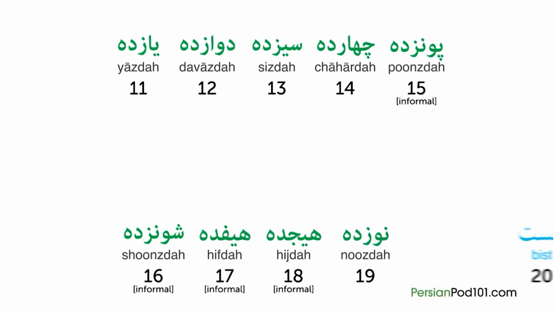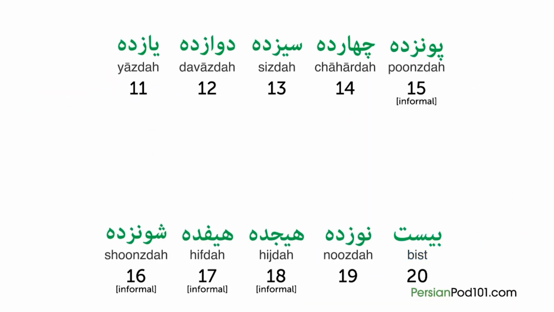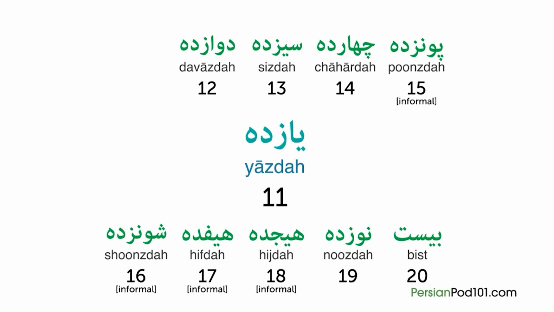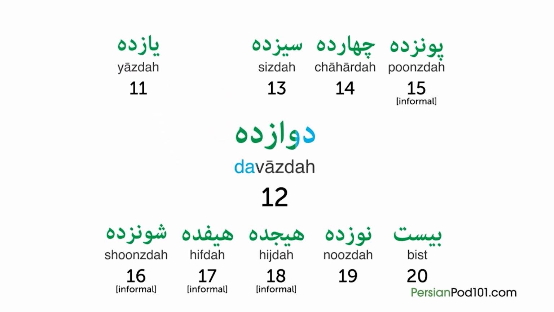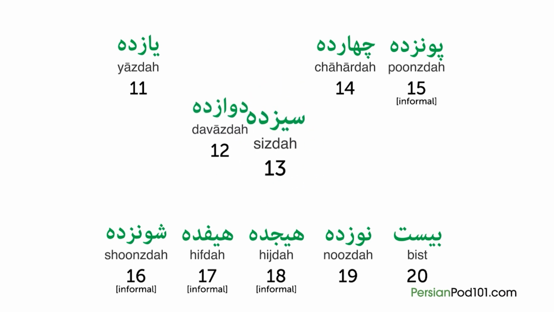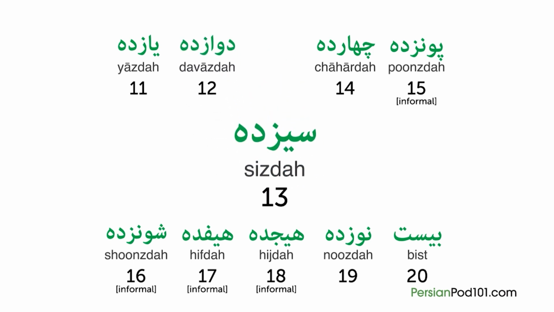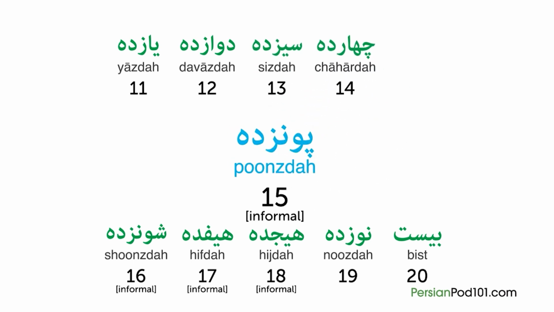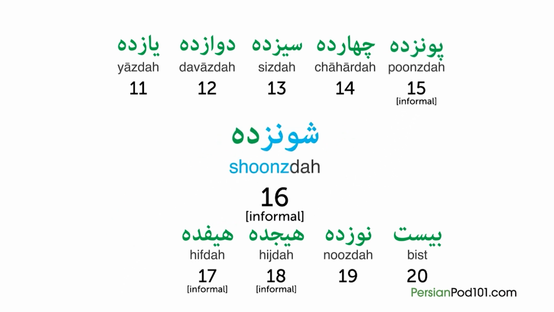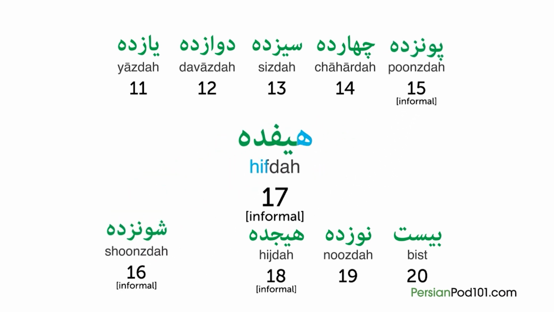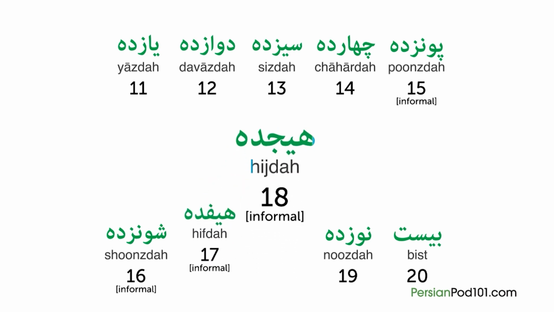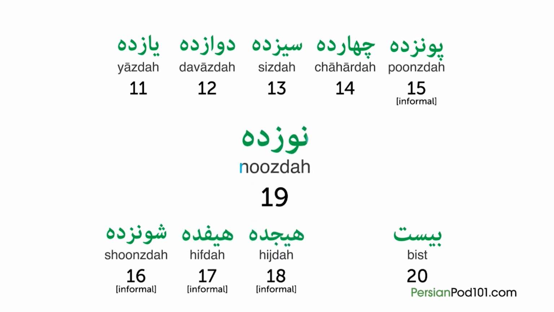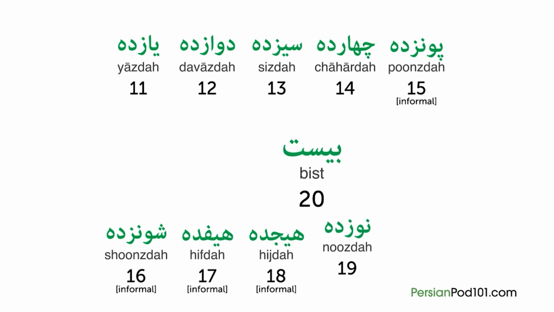Bist. Okay, now repeat after me. I'll say the numbers and give you time to repeat each one. Yazdah, davazdah, sizdah, chahardah, punzdah, shunzdah, hivdah, hijdah, nuzdah, bist.